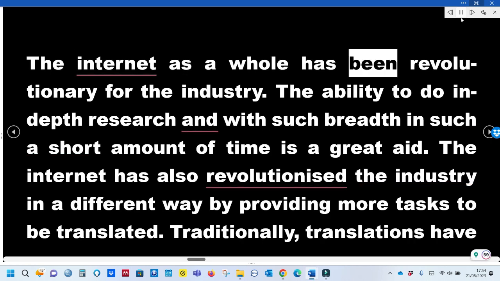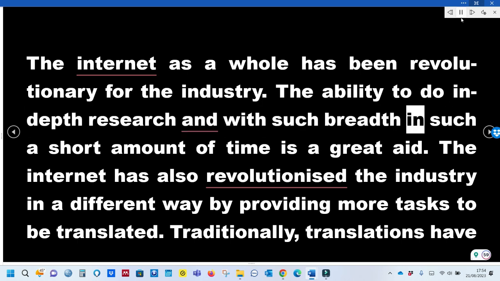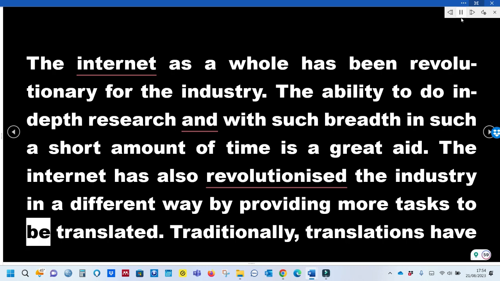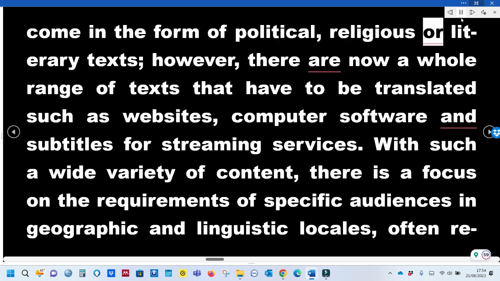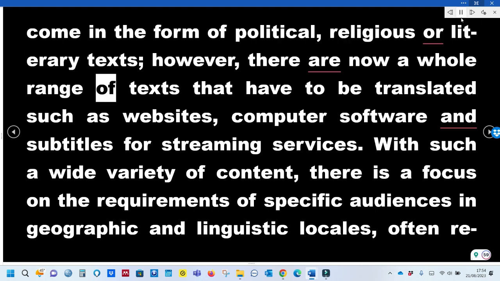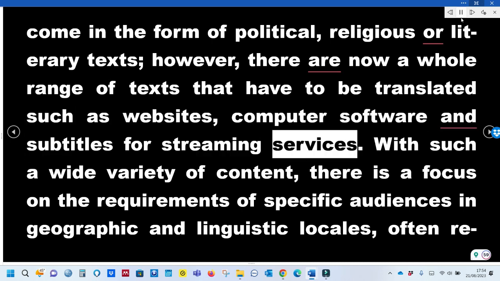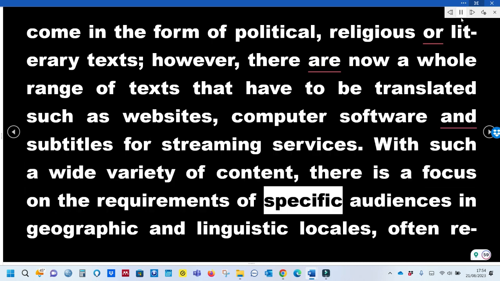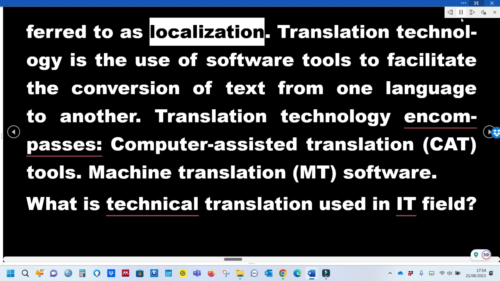The internet as a whole has been revolutionary for the industry. The ability to do in-depth research with such breadth in such a short amount of time is a great aid. The internet has also revolutionized the industry in a different way by providing more tasks to be translated. Traditionally, translations have come in the form of political, religious, or literary texts. However, there are now a whole range of texts that have to be translated, such as websites, computer software, and subtitles for streaming services. With such a wide variety of content, there is a focus on the requirements of specific audiences in geographic and linguistic locales, often referred to as localization.